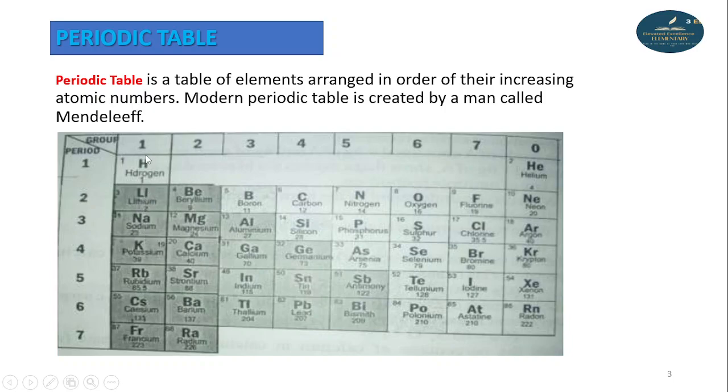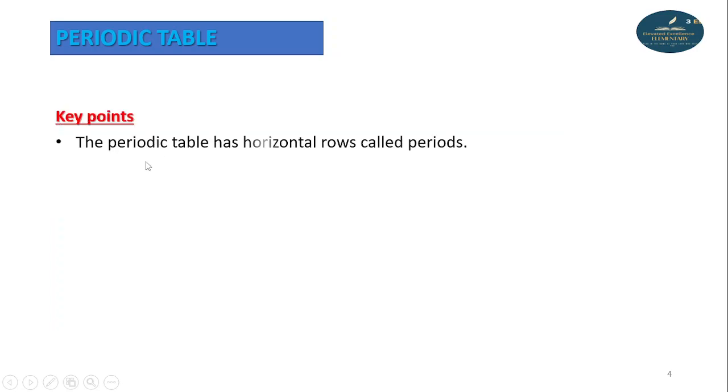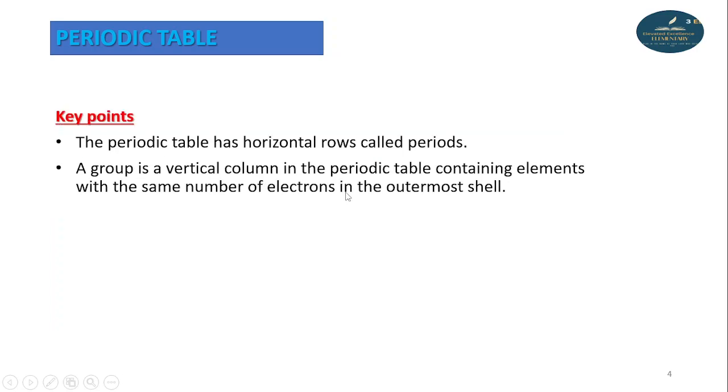A group is a vertical column. For group 1, we have a list of elements: hydrogen, lithium, sodium, and others. Group 2, beryllium, magnesium, and others. For group 3, we have boron. For group 4, carbon, like that. So we have a list of groups here. Let's proceed. A group is a vertical column in the periodic table containing elements with the same number of electrons in the outermost shell.